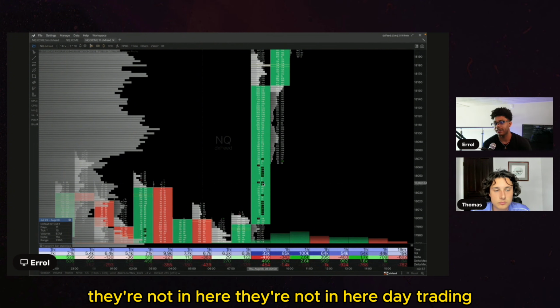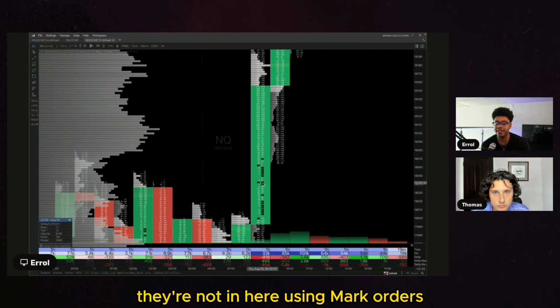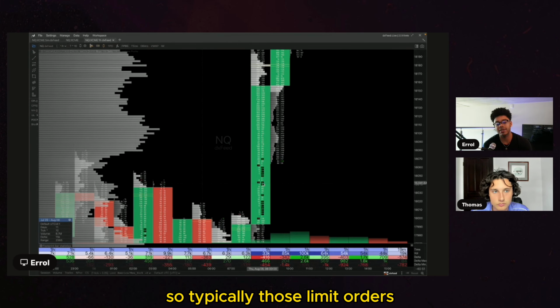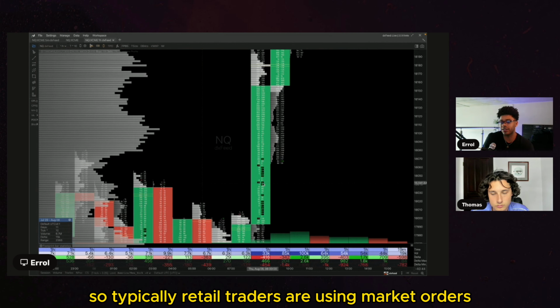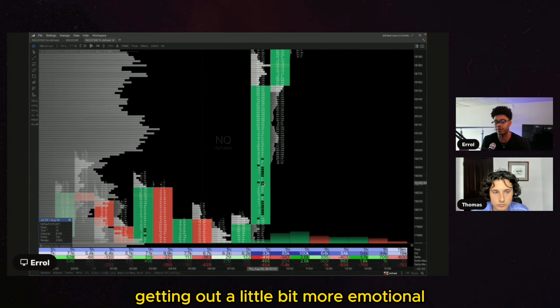They're not in here day trading. They're not in here using market orders. They're using limit orders. They're using resting orders. So typically those limit orders and resting orders are going to be from bigger money, hence why they have the power to actually move the market. Retail traders are typically using market orders and just getting in, getting out, a little bit more emotional.